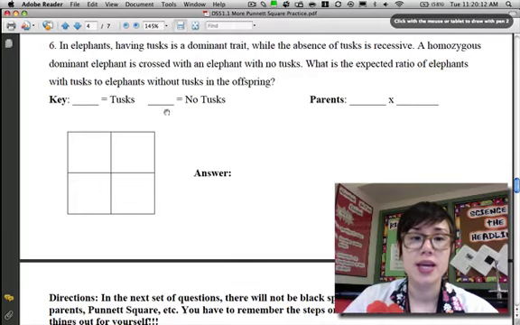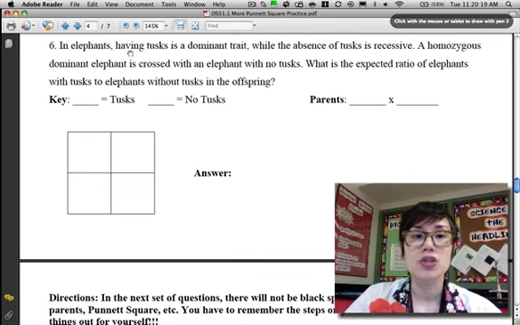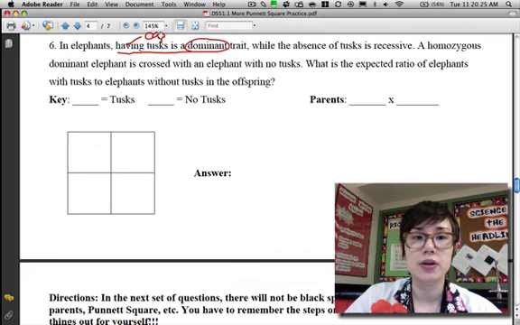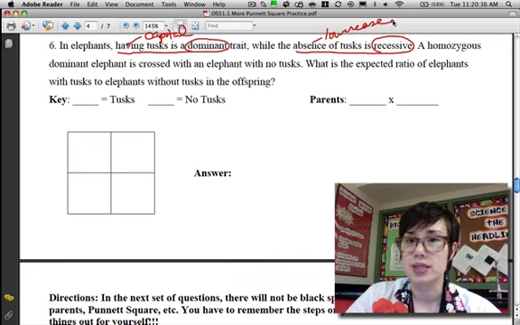Example 6. In elephants, having tusks is a dominant trait, while the absence of tusks is recessive. So having tusks is dominant. I'm going to underline that. If it's dominant, I know I'm going to use a capital letter because dominant means capital. The absence of tusks is recessive because the statement has told me that, which means that this is going to be lowercase. I'm going to write that down.